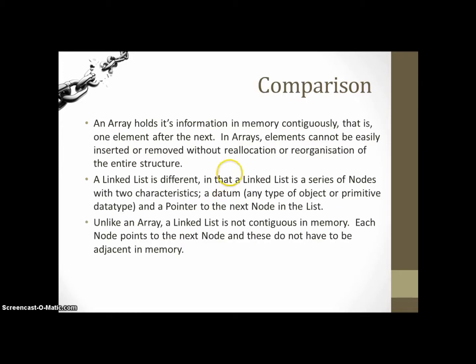Just to give a comparison between linked lists and arrays, arrays hold all information contiguously in memory. So when you declare an array, everything's held in one location. All the cells and the information inside the cells are all stored in one big block in memory. You can't easily insert or take away cells from arrays without, to be honest, rebuilding the entire array.